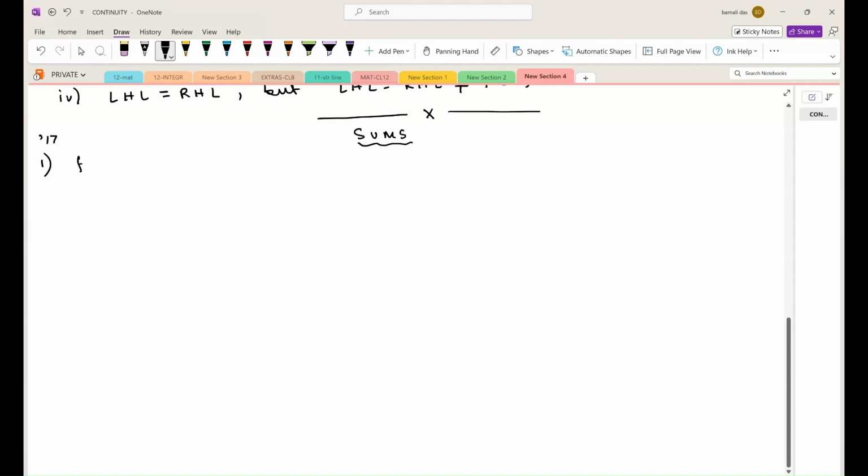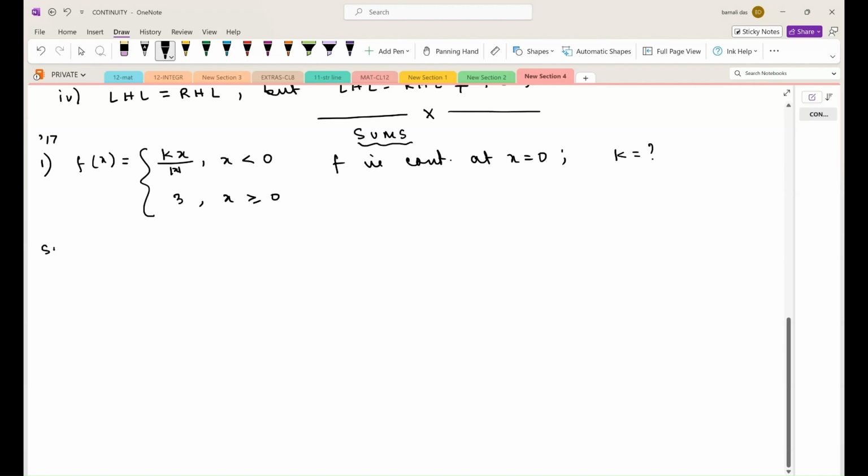That is, f(x) is given to you as kx by mod x when x is less than 0, and 3 when x is greater than or equal to 0. So this function is given to you. Also it is given that f is continuous at x equal to 0. Your job is to find the value of k. This is a very common type of question in the boards. So let's solve it.